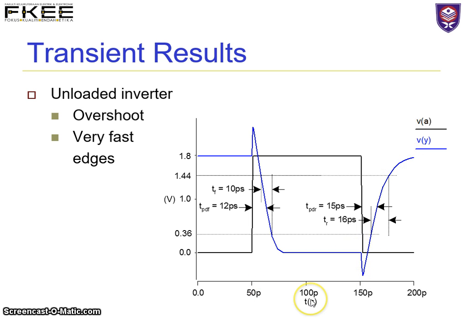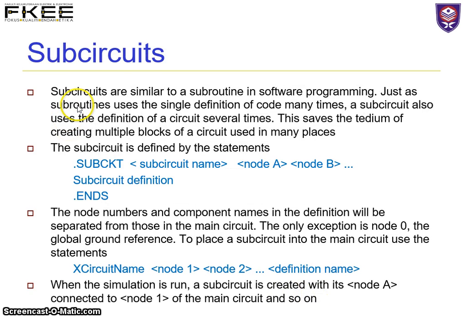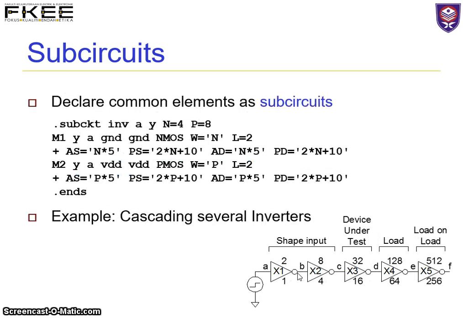This is in picosecond. And also we can have a sub-circuit in the netlist. Dot sub-circuit, the sub-circuit name with its nodes, the sub-circuit definition, and all the sub-circuits end with .ends. It is like a subroutine in any software programming. And then this sub-circuit will be used in the main circuit to do the simulation.